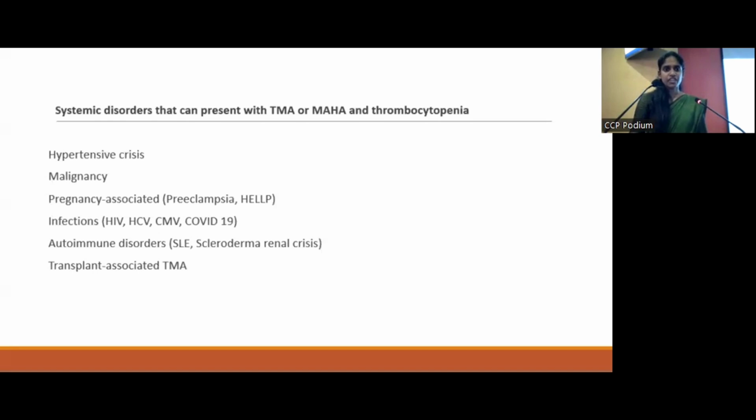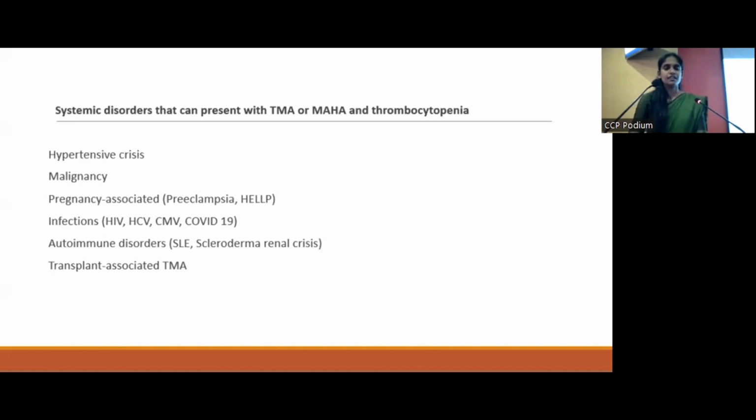Systemic disorders which can present as TMA or MAHA and thrombocytopenia can be hypertensive crisis and malignancy associated, which I will tell in detail in my talk. Pregnancy associated, there are conditions like preeclampsia and HELLP which are peculiar to pregnancy. But in addition, the primary TMA syndromes like immune-mediated TTP and complement-mediated HUS can also be precipitated, and the first presentation can be in pregnancy, especially in the second, third trimester and postpartum.